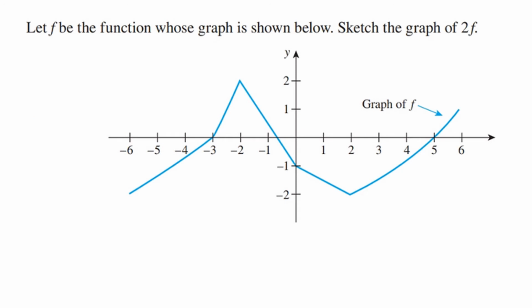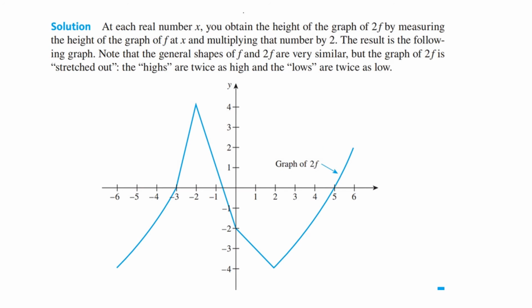I'm going to ask you to sketch a graph of 2f, so pick some points and sketch this graph before you continue, please. Okay, here's a solution. At each real number x, you obtain the height of the graph of 2f by measuring the height of the graph of f at x and multiplying that number by 2. And so here you can see that that happened in each case. In some cases, we went from what was previously 1 to being 2. Some things didn't change, though, and the places where it is 0, of course, don't change, because 2 times 0 is 0.